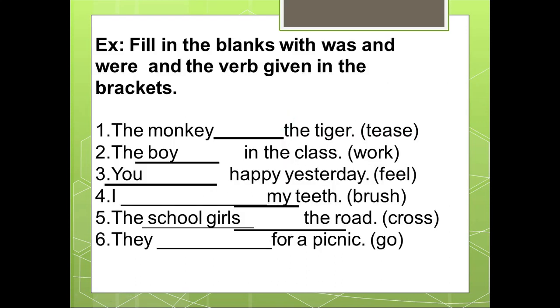Okay, here is one exercise. Solve this exercise by yourself and then check the answers from the next slide. Fill in the blanks with was and were and the verb given in the brackets. The monkey ___ the tiger. Now here in the bracket it is tease. Okay. You know which form of verb and which helping verb you are going to use over here. You have to make them into past continuous tense. The boy ___ in the class (work). You ___ happy yesterday (feel). I ___ my teeth (brush). The school girls ___ the road (cross). They ___ for a picnic (go).